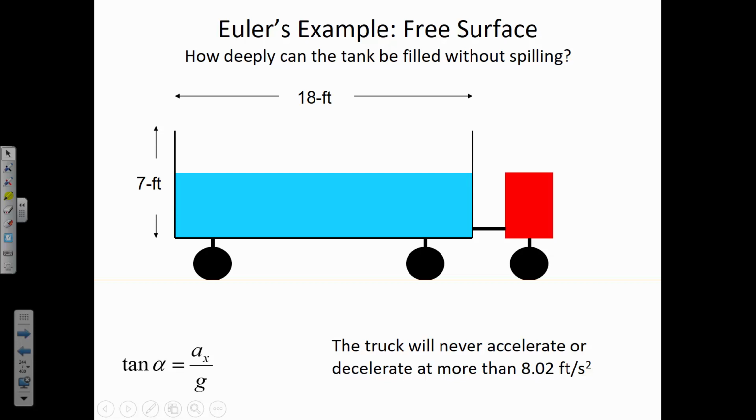And so what I'd like you to try and attempt is find out what that angle is going to be. And then once you know the angle, how much liquid could be in there so that when it's up to the edge, it's not going to be more than 7 feet on the left side, or if it was decelerating on the right side.